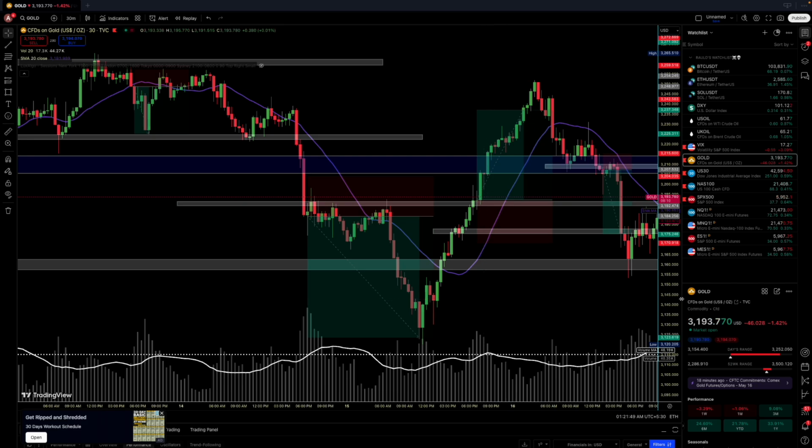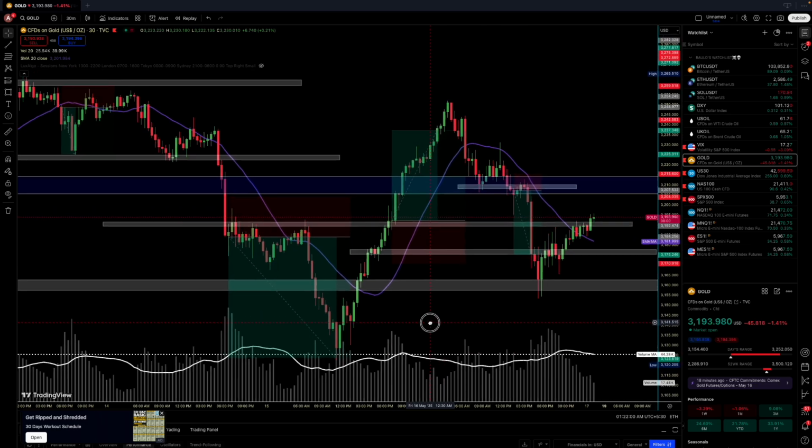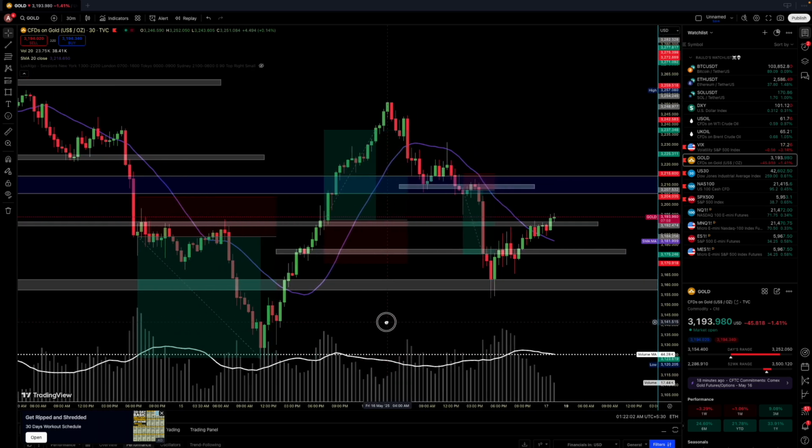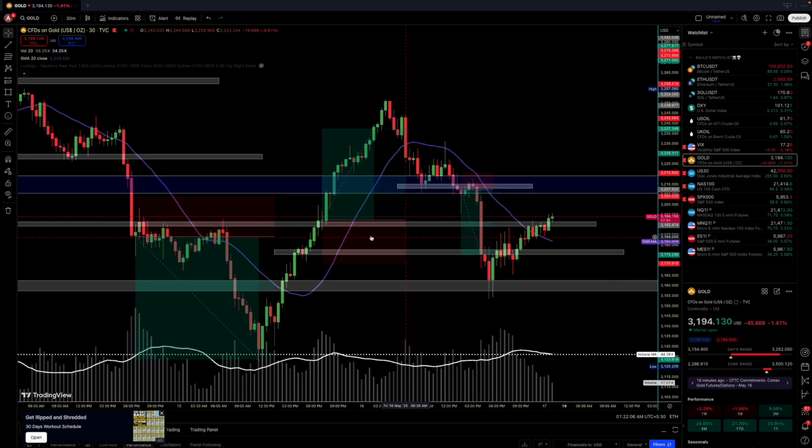So yeah, pretty much a very good trade, a very clean setup, and also extremely good execution and extremely good risk management. So this was the first trade. The very first trade ends here. We will be moving on to the second trade.